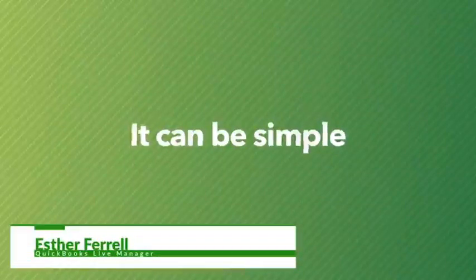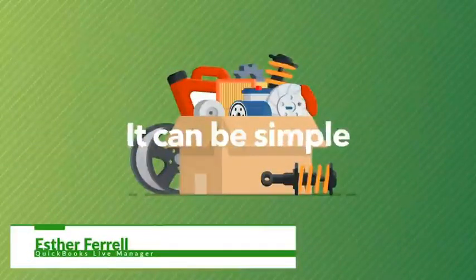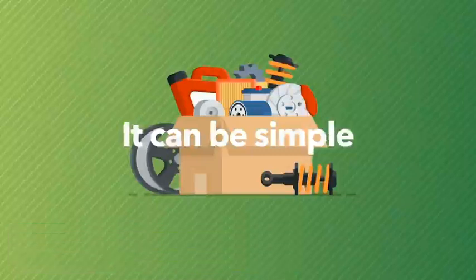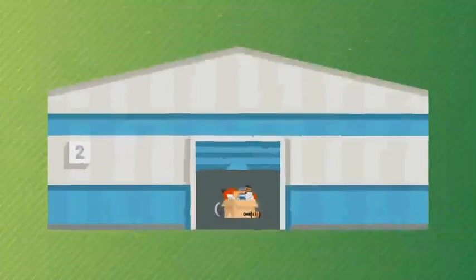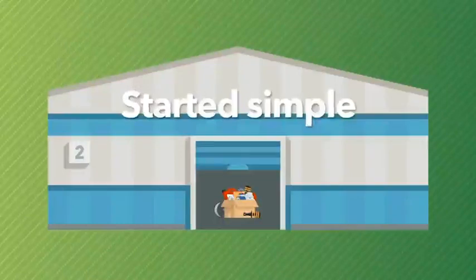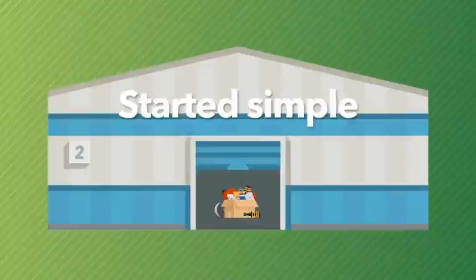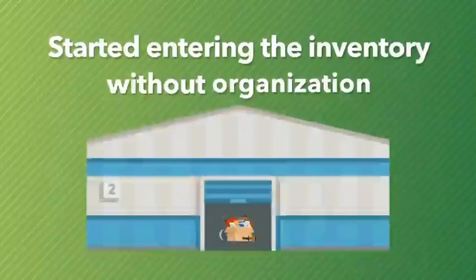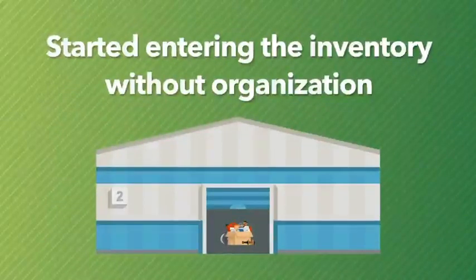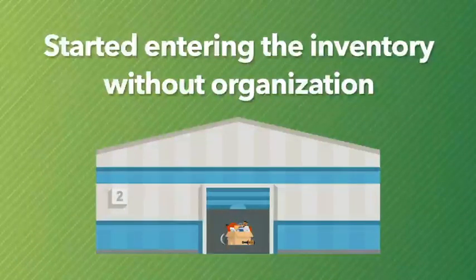It can be really simple. There's a client that I have. They sell auto parts, so they purchase the auto parts. They have their inventory in their warehouse, and their warehouse is huge. When they started, it was not that large, right? So they started very simple, but here's the thing. When they started entering the inventory however they wanted to, there was no specific organization to it.